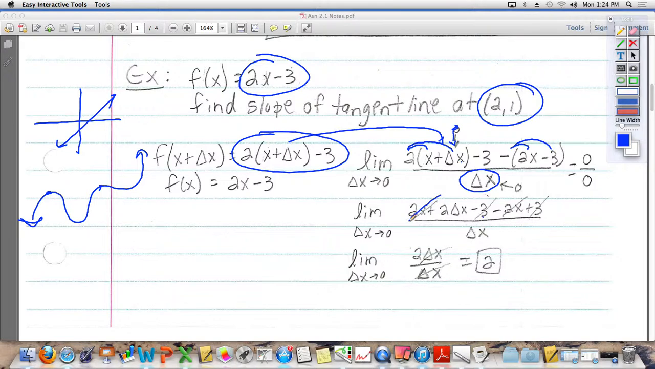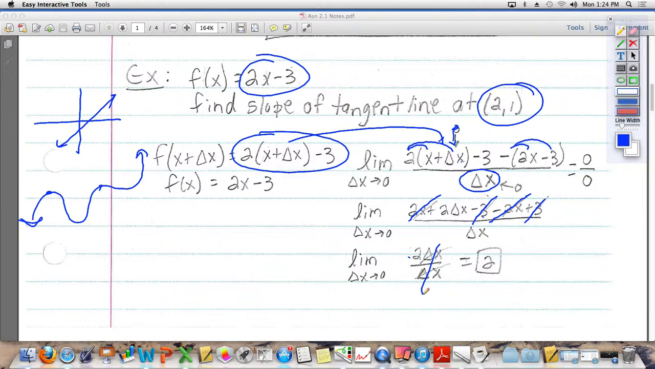But it just so happens that these two x's, a positive 2x and a minus 2x, they cancel out. Negative 3 and positive 3, they cancel out too. What are you left with? You are left with 2 changes in x all over the change in x. So the change in x cancels out. What are you left with? 2. You're left with 2.